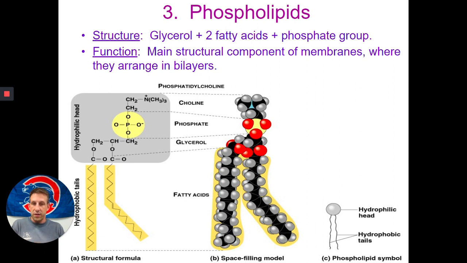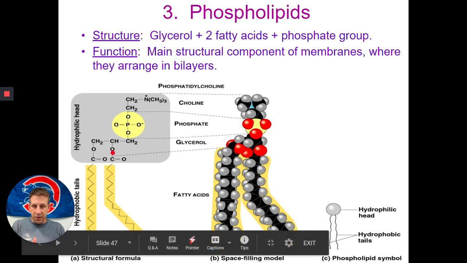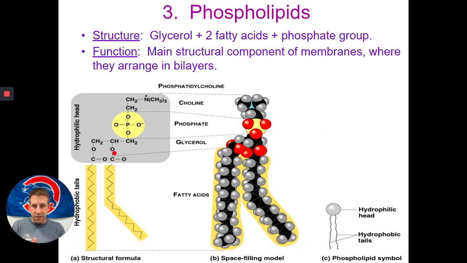Okay, so we see these 3 carbons: CH2, CH, CH2. That is the backbone of the glycerol molecule. Here is one docking bay for a fatty acid. Here is another docking bay for a fatty acid. These are the ester linkages we saw in the previous slide. And coming off the third docking bay is our phosphate group, which we see added right up here. Okay, that's the phosphate group.